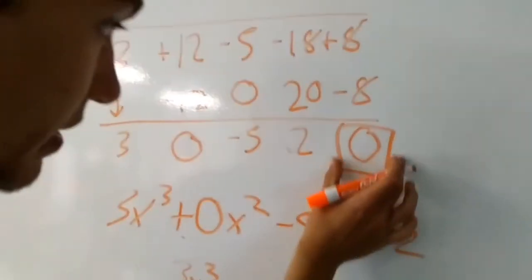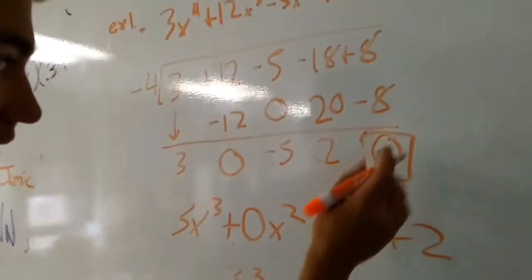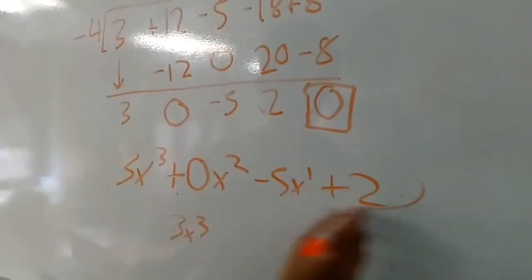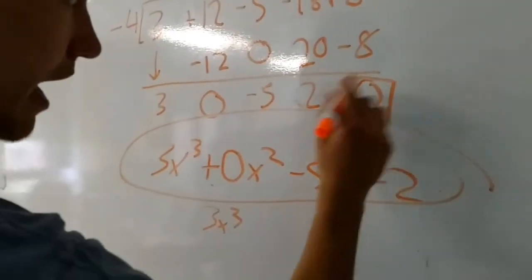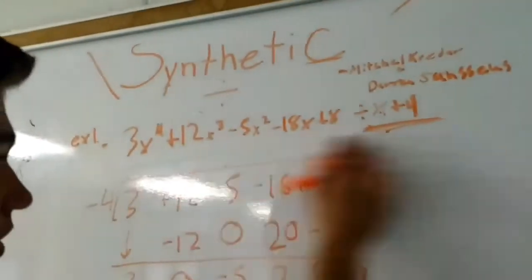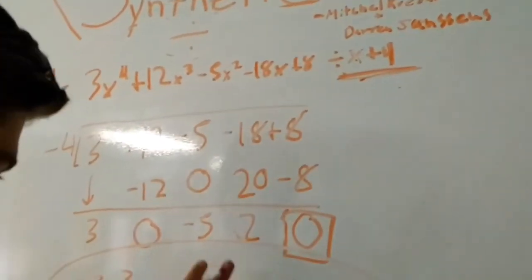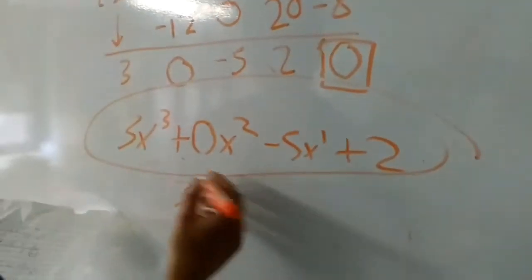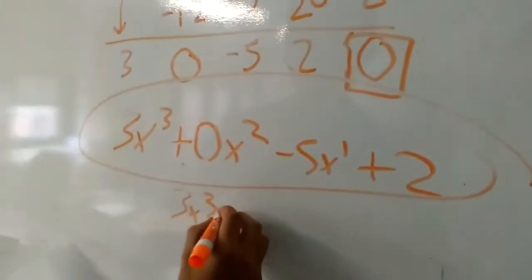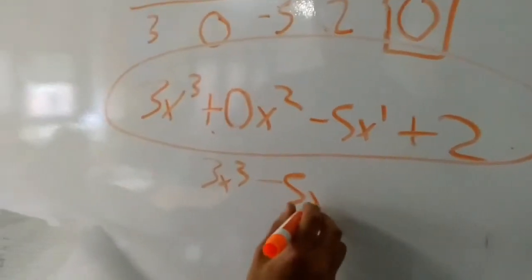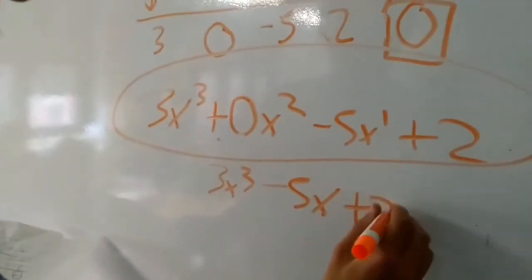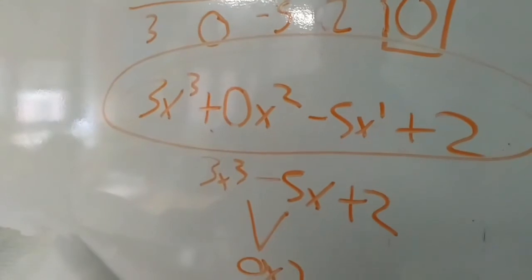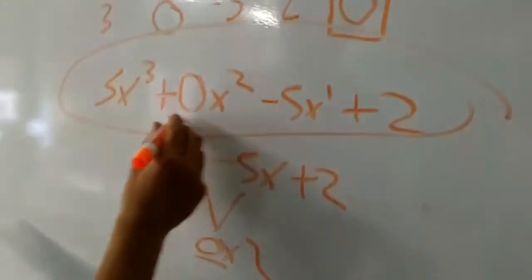And now, you don't need to show this. But this means this answer right here is a factor of this, because you get 0. That means this is a factor of this. Or this could also be written like this: minus 5x plus 2. You could just leave out the 0x squared because it's 0. But I like to show it.